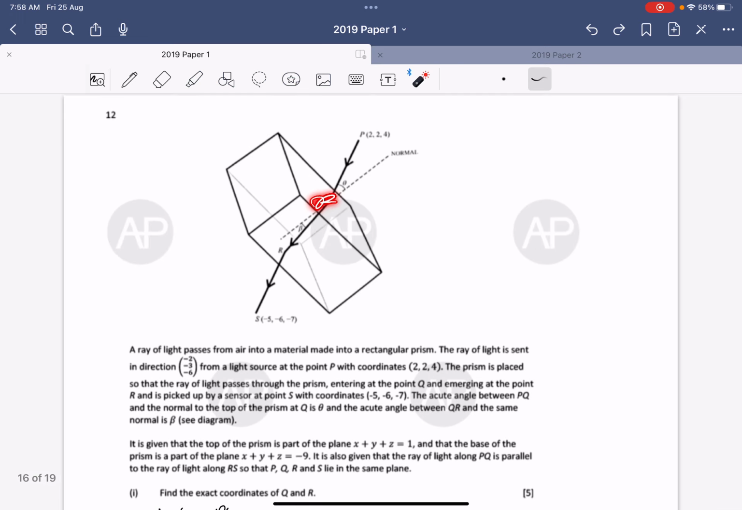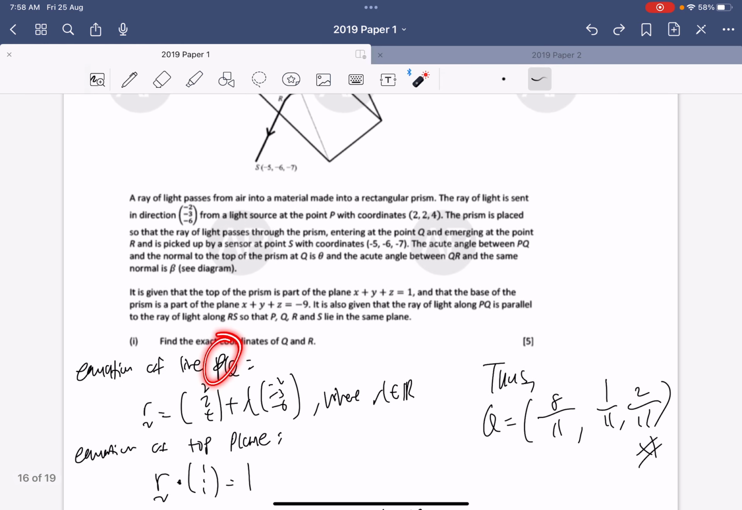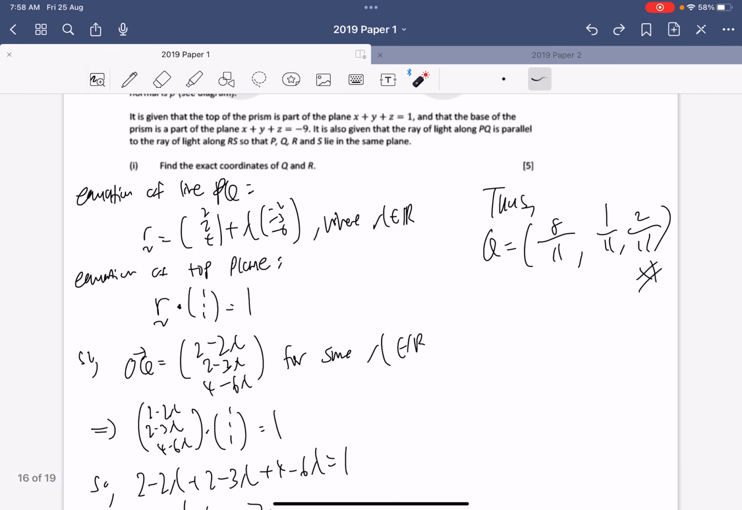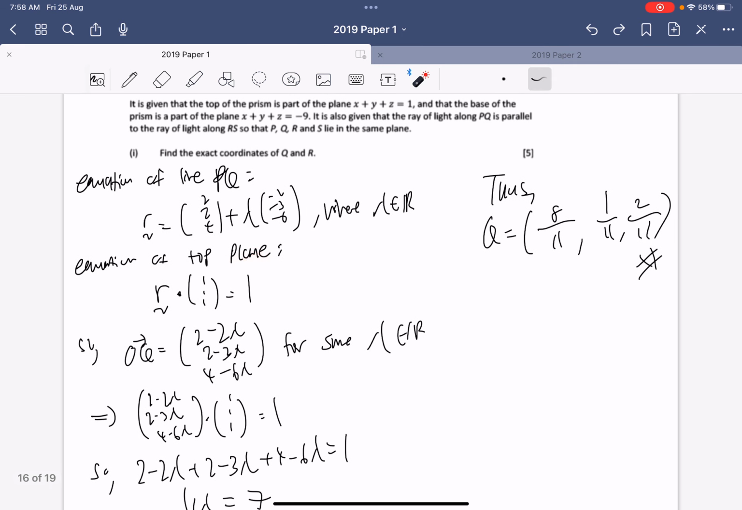To find Q first, we need the line PQ to intersect with the plane. So we need to find the equation of line PQ, which is (2, 2, 4) plus lambda times (-2, -3, -6). This is the direction vector as given, and (2, 2, 4) is the point P. With that, we find the equation of the top plane, which is r dot (1, 1, 1) equals 1. So we know OQ is of this form for some lambda.